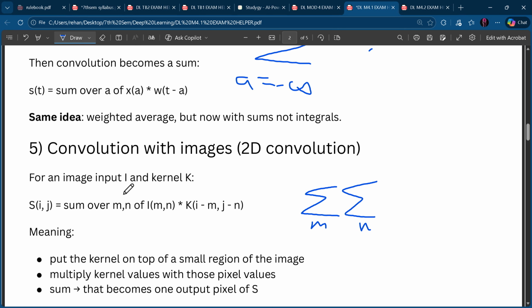For an image input I and kernel k. So input is I and kernel is k. I'm not sure if it is I or k. I think it is L. Okay, it's not I actually. It's L and k.